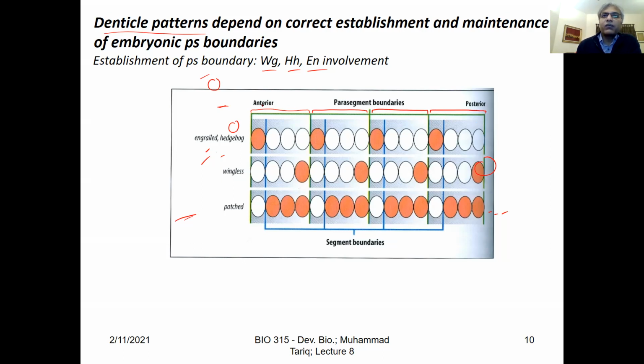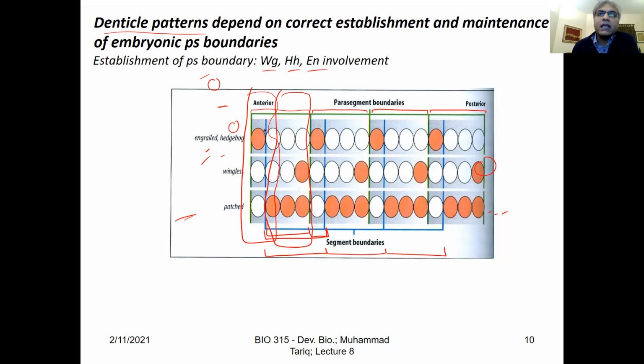Now, if we consider this side as the anterior of the parasegment and this as the posterior of the parasegment, then the posterior of this parasegment and the anterior of the next parasegment are going to make one adult segment, from here to here. The blue one from here to here will be one segment. From here to here, the next segment, and so on.